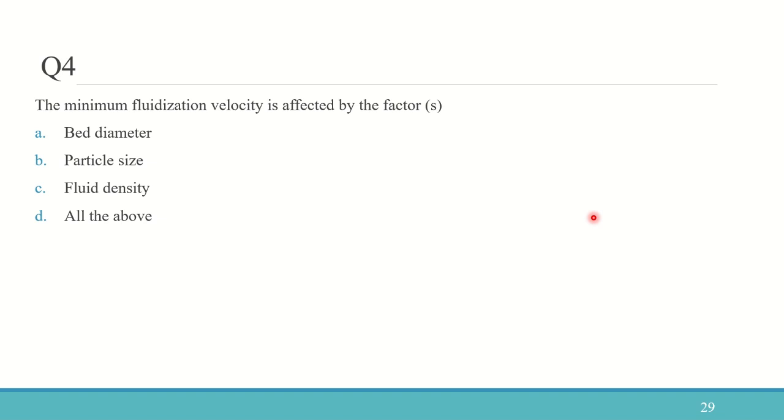because superficial gas velocity will be calculated from the flow rate and on that particular area, and particle size again is an important factor, dp, and fluid density is again important, we are using rho everywhere. So all the above is the right answer. So the answer to this particular question is option D, all the above.